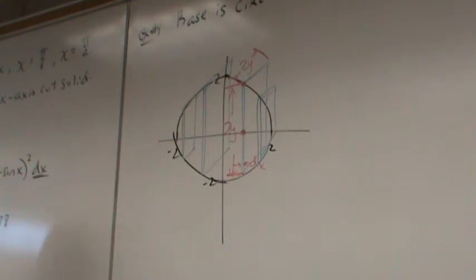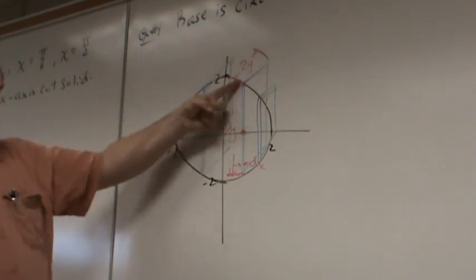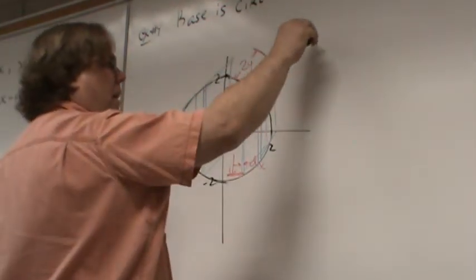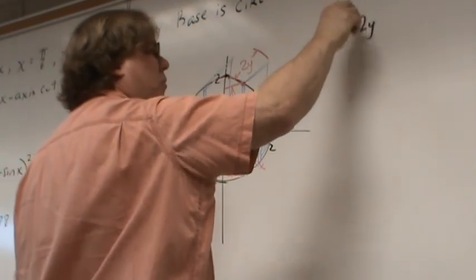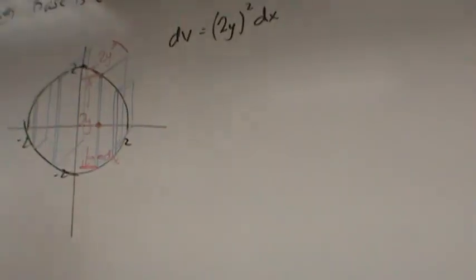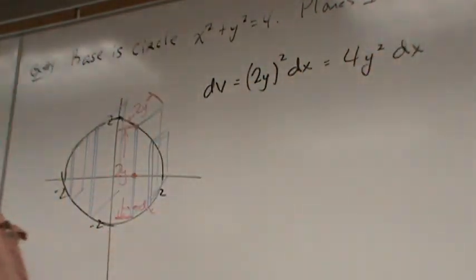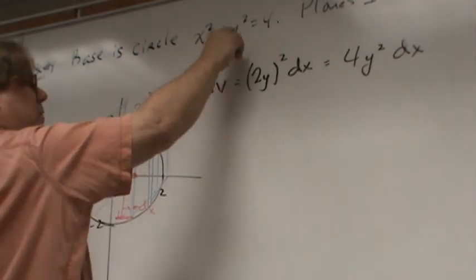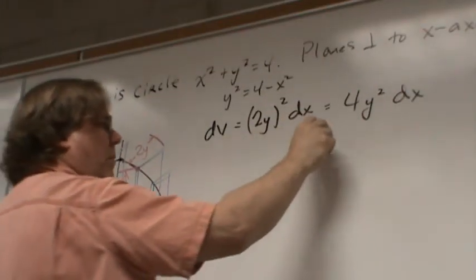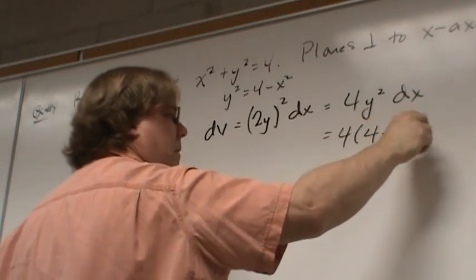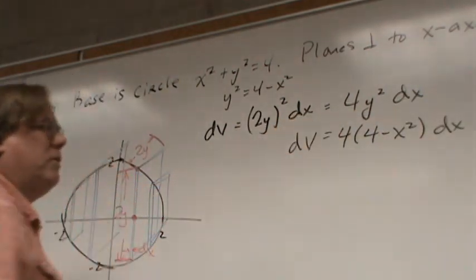I'll bet every single person who wasn't getting it was just making it harder than it needed to be. Hey, it's a 2y by 2y. If from there to there is y, that's 2y. So I'm going to have my differential volume being 2y squared times dx, or 4y squared dx. And what do you suppose I'm going to substitute for y squared? Oh, wait. 4 minus x squared. Sure, y squared is equal to 4 minus x squared. So I'm going to stick that in. And there it is. This is my differential volume.